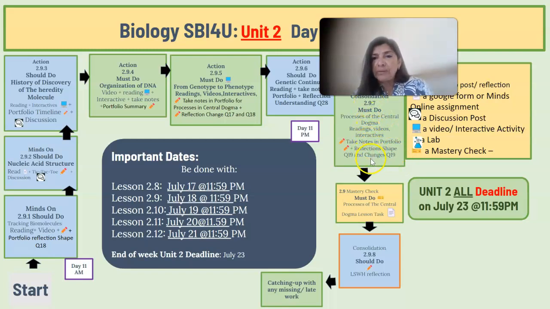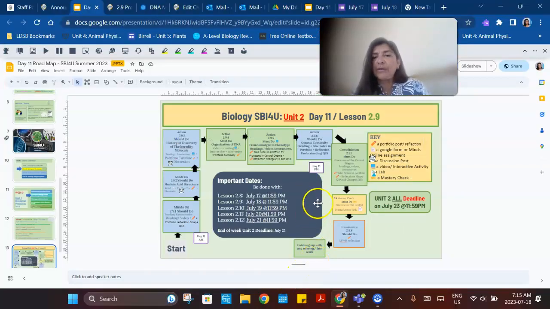Collect all your notes, and you will use them in order to work on the mastery check task, processes in the central dogma. There are clear descriptions of steps that you should follow in the instructions of this task. And then you will reflect on the learning skills and work habits. And if you have any more work to catch up with, go work on that.